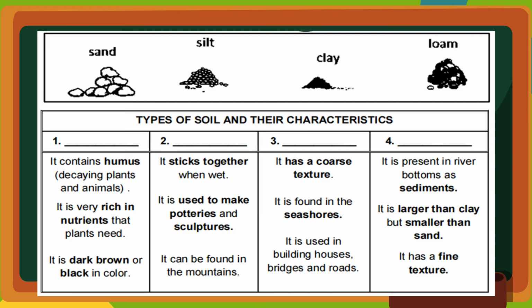3. It has a coarse texture. It is found in seashores. It is used in building houses, bridges, and roads. 4. It is present in river bottoms as sediments. It is larger than clay but smaller than sand. It has a fine texture.